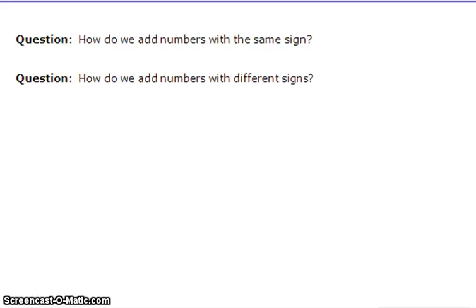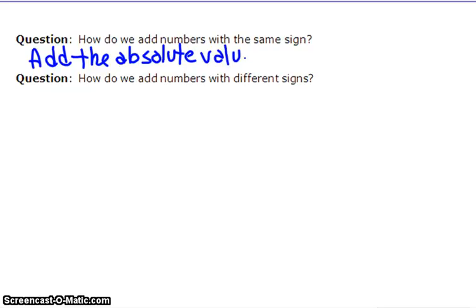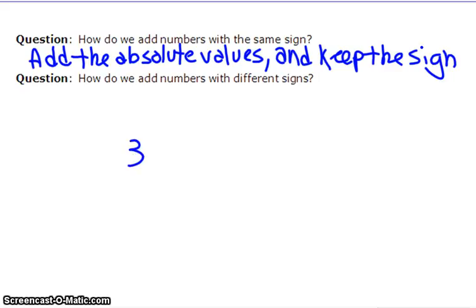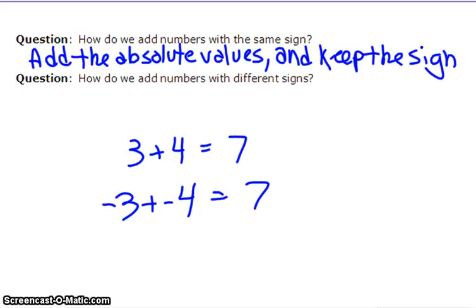So how do we add numbers with the same sign? What we do is we add the absolute values and keep the sign. So what that means is if I have 3 plus 4, well, the absolute value of 3 is 3. The absolute value of 4 is 4. 3 plus 4 is 7. These were both positive, so my answer is positive. Negative 3 plus negative 4, I would add their absolute values. So that means 3 and 4, absolute value makes it positive. But then I keep the sign, so I keep the negative.